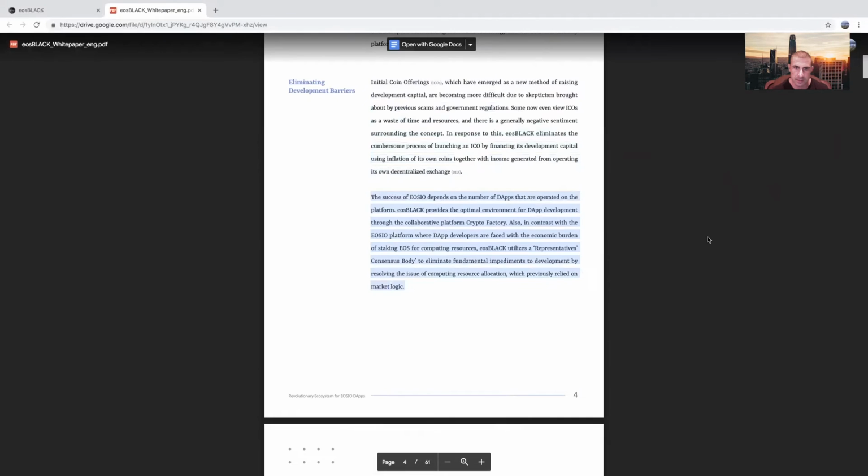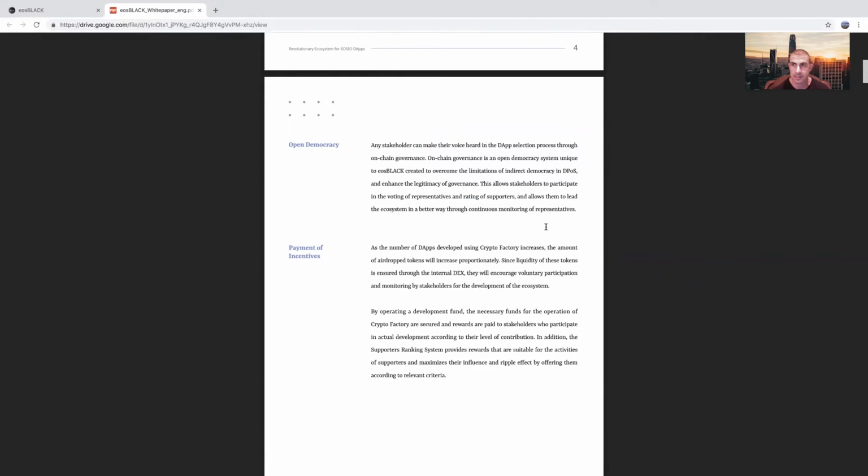It basically says here that the success of EOSIO depends on the number of DApps that are operated on the platform. EOS Black provides the optimal environment for DApp development through the collaborative platform Crypto Factory. Also, in contrast with the EOSIO platform, where DApp developers are faced with the economic burden of staking EOS and computing resources, EOS Black utilizes a representatives consensus body to eliminate fundamental impediments to development by resolving the issue of computing resource allocation, which previously relied on market logic. What does that mean? They're going to use the resources to help provide enough EOS and enough bandwidth, CPU and RAM to be able to help some of these DApps grow.